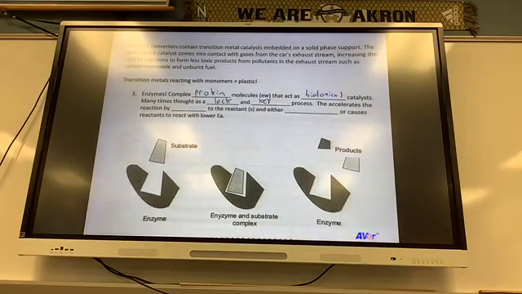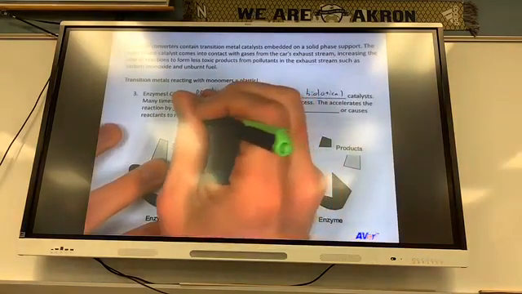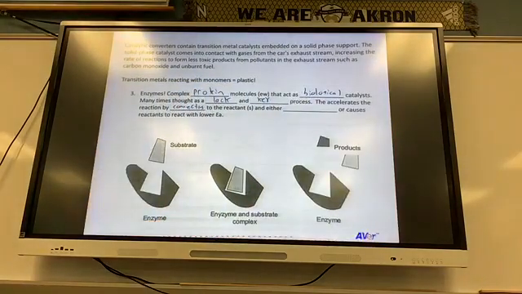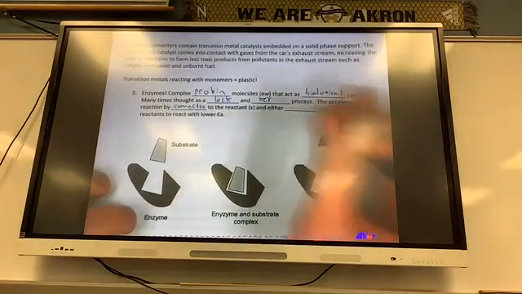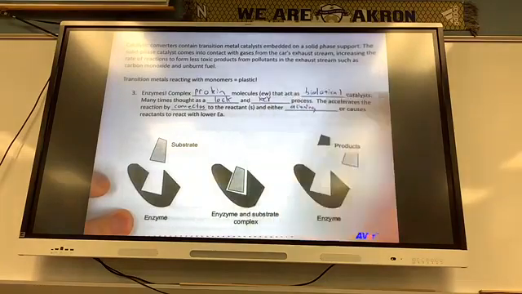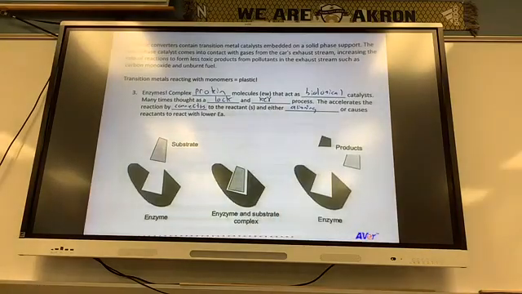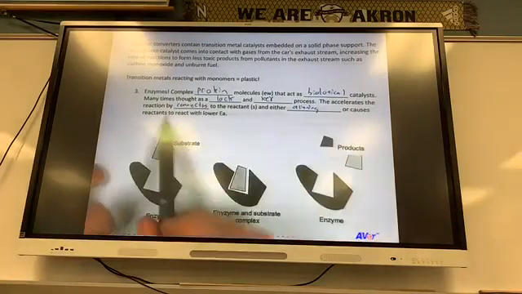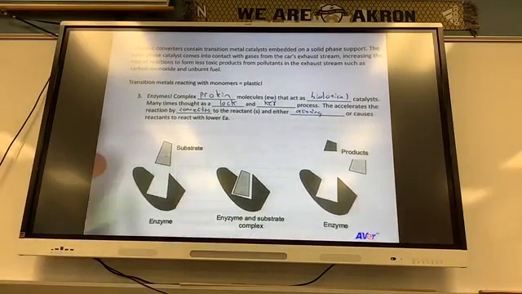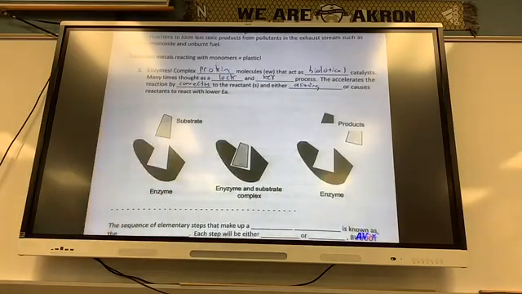This accelerates the reaction by connecting to the reactants and either aligning or causing the reactants to react with a lower activation energy. So here's my enzyme, here's my substrate, here's them together. It goes in here and then it rips apart, makes the products. Doesn't Mr. Conrad do like a stop motion project on this? Yeah.